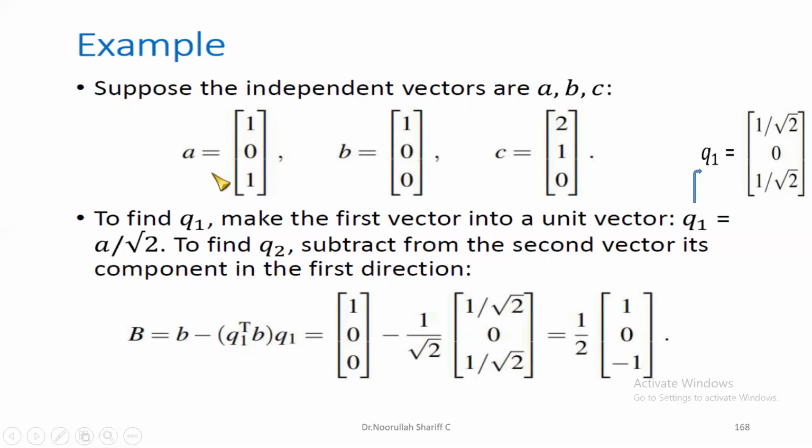So the value of A is this. So Q1 will be A divided by the magnitude of A. Q1 will be in the same direction as A, but because it is not orthonormal, we just divide this by the length of A. So the length of A is the square root of 1 square plus 0 square plus 1 square, that is root 2. So you should divide this A by root 2 so that we'll get this as Q1. So Q1 will be 1 by root 2, 0, 1 by root 2.